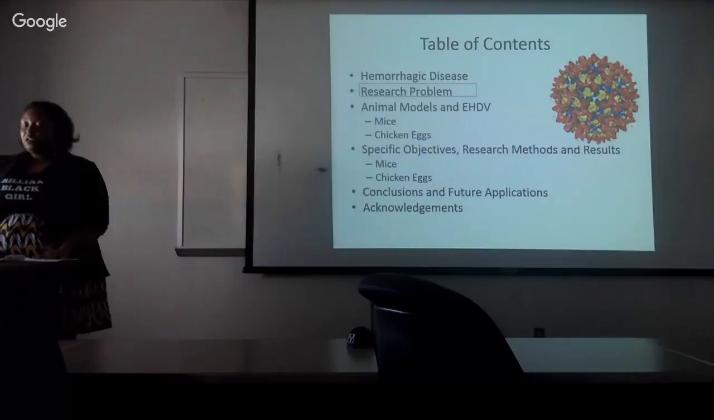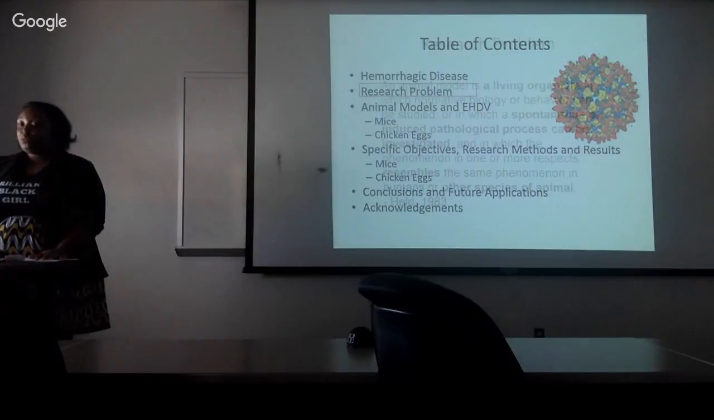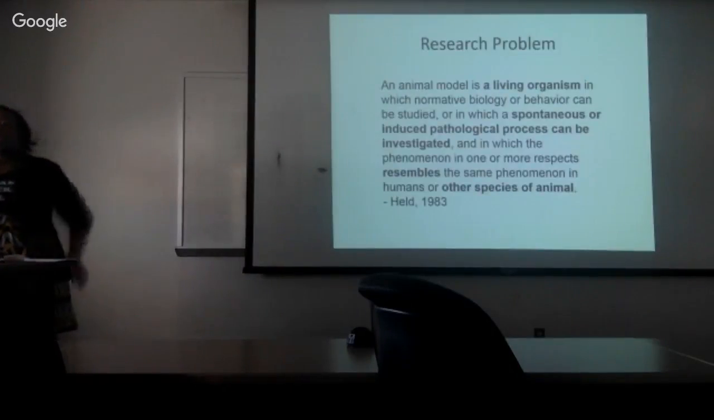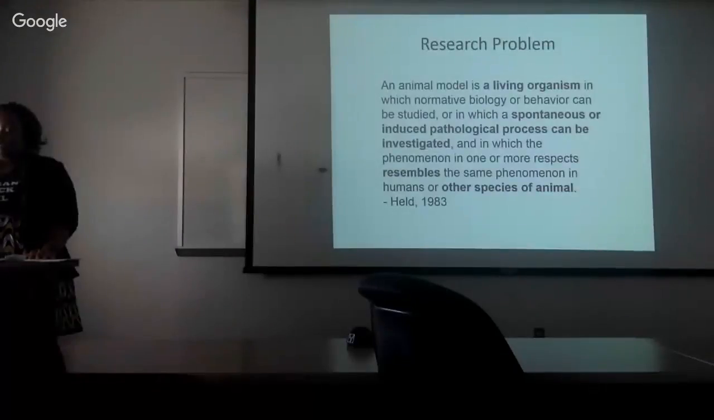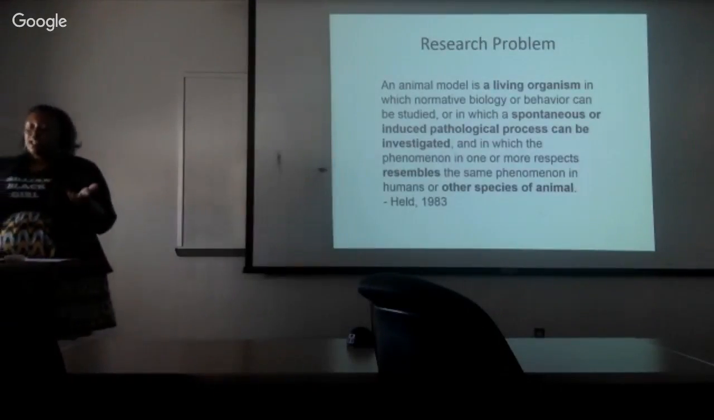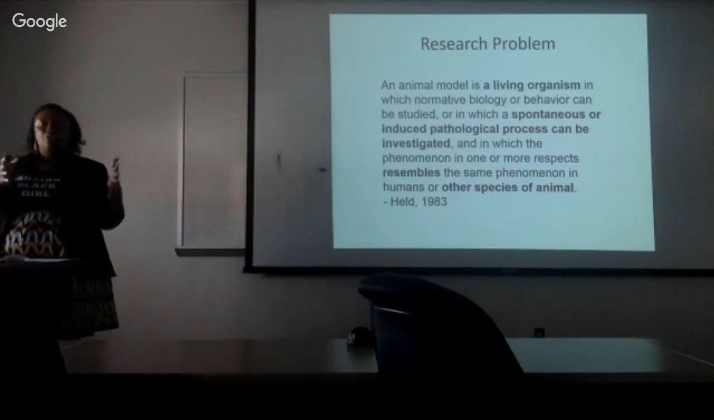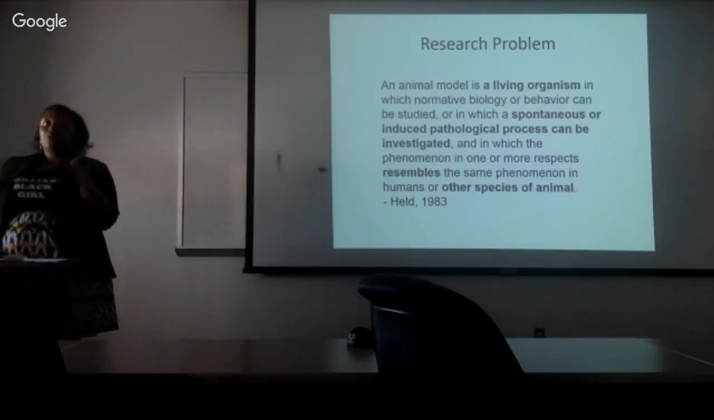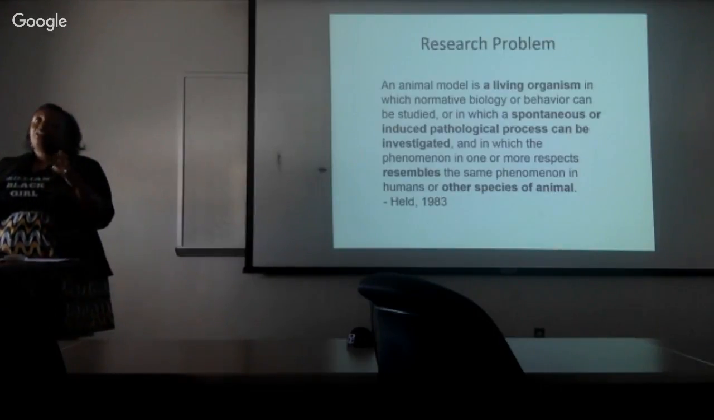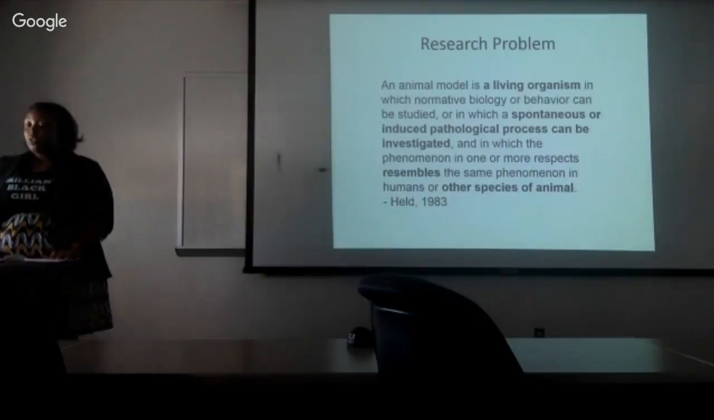So now I'm going to get to the research problem. An animal model is a living organism in which normative biology or behavior can be studied, or in which a spontaneous or induced pathological process can be investigated. So basically, what this is saying is that when you have a disease that you want to study, you start out with your natural organism, and hopefully the goal is to move it to another animal where you can see similar disease processes or similar outcomes without having to work with the actual natural host.